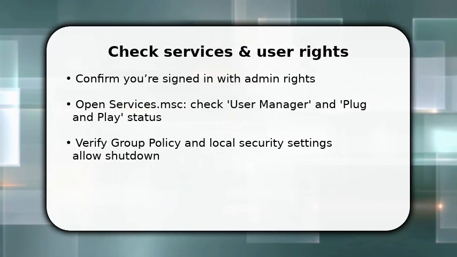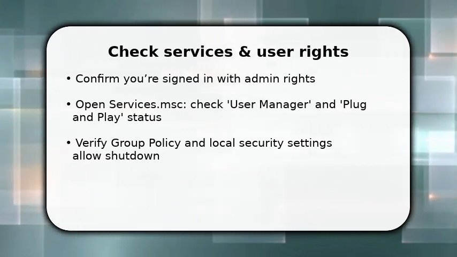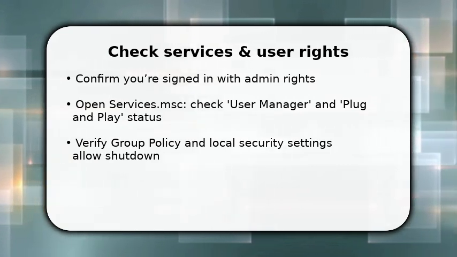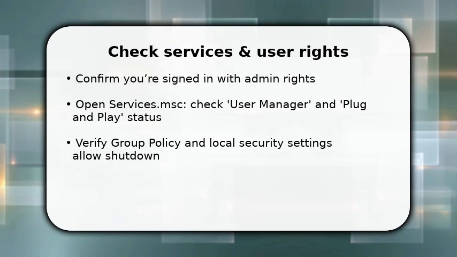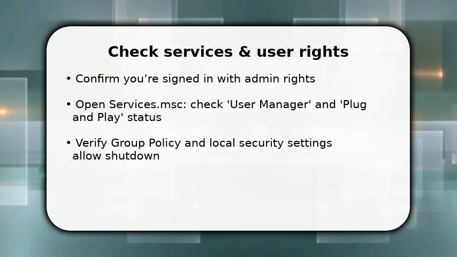Next, open Local Security Policy or Group Policy and check shutdown privileges for your user group so the option can reappear. Once done, restart Explorer to see immediate changes. This prepares the system for the registry and shell steps that follow.